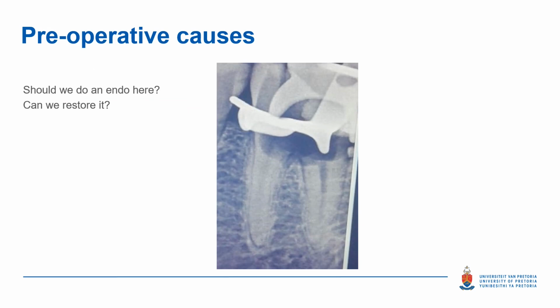And then what about something like this? Should we even do a root canal treatment here? This was a case that was referred up to the 5th year clinic. You need to ask yourself beforehand, can we restore a tooth like this? Even if we do the nicest root canal treatments on these roots, can we put a crown on it? No, we can't. There's not enough structure left on this tooth. So this is a case that should just be an extraction directly.